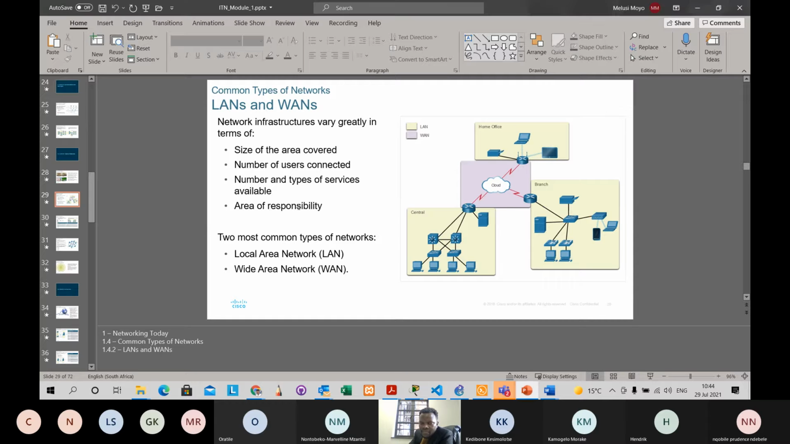Area of responsibility. So LAN, we said it covers one geographical location, a small geographical location. And then we said a WAN covers a wide geographical area. So that's the difference between these. They vary greatly in the size, the number of users connected, the services that they use, and the area that they are responsible for.